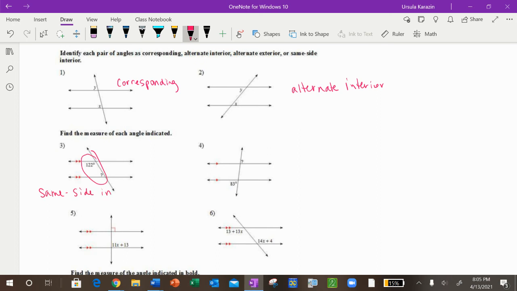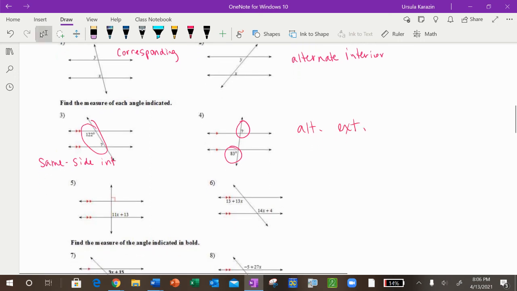What do we say about them? They add up to 180. So that's how you're going to figure out the measure of number three. The 122 plus the question mark has to equal 180. You need to do these, guys, on your own and fill them in. This will be part of your notes. These need to be filled in for your notes points. Number four, we got this angle up here and this one down here. These are alternate exterior, which are congruent, so that should make that problem pretty quick.